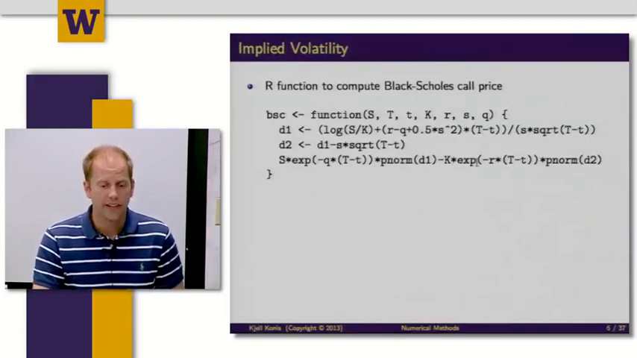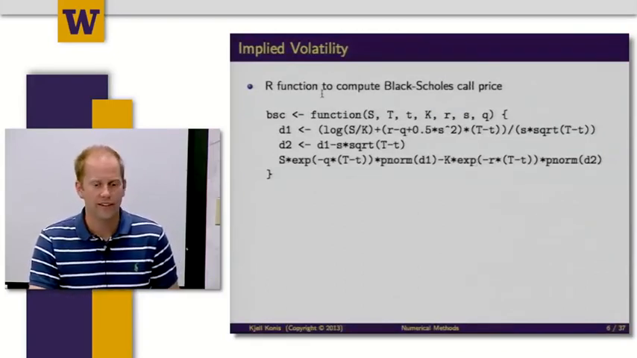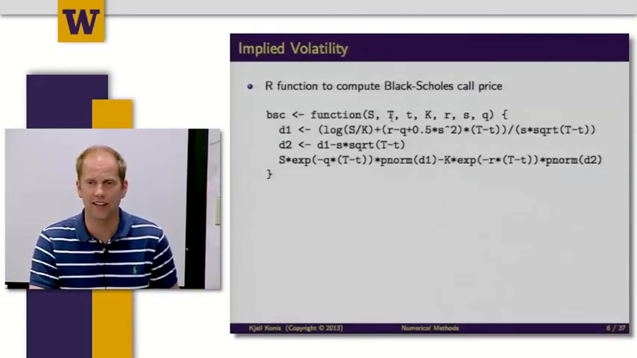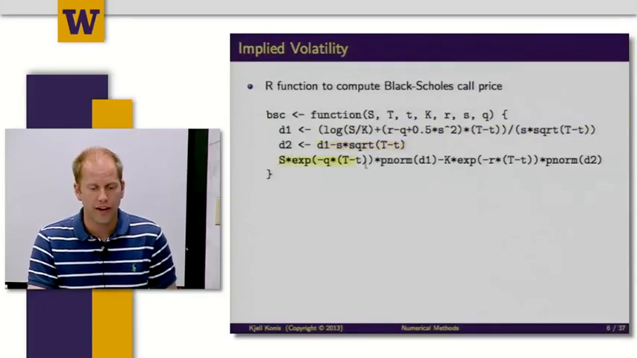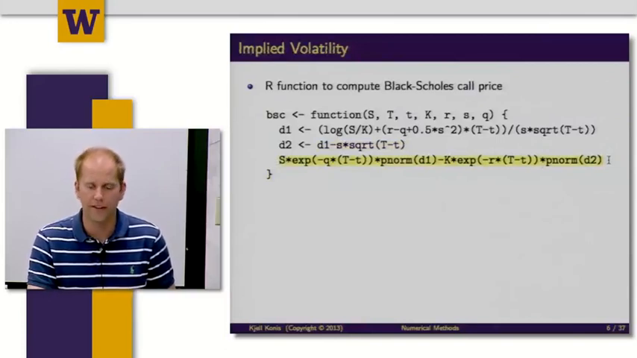And so to do that in R, the first thing I need is a function to compute the Black-Scholes call price. So this is just our implementation of what was on the slide a couple slides ago. I've made an expression for D1, then the expression for D2, and then finally the expression for the Black-Scholes call price.